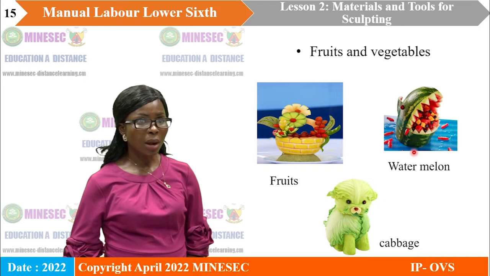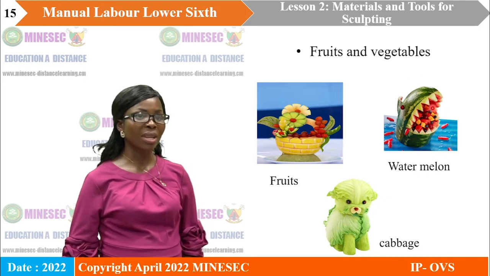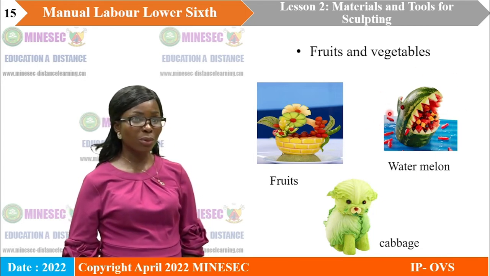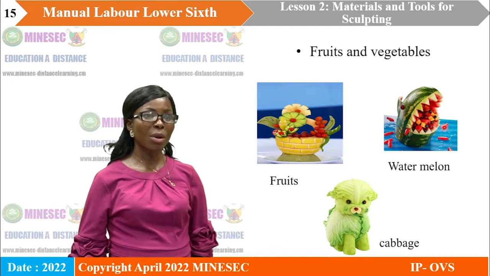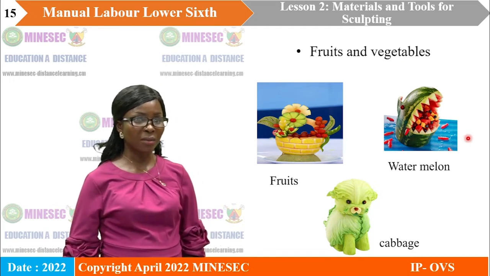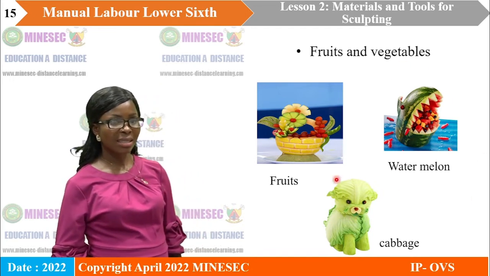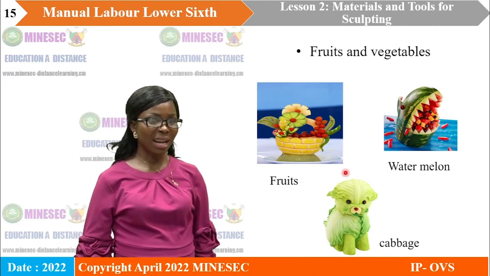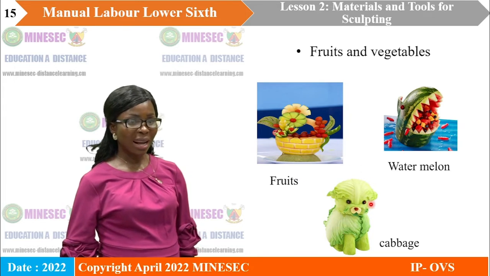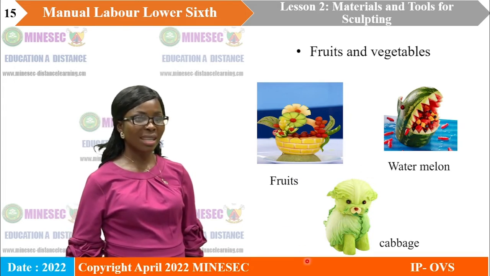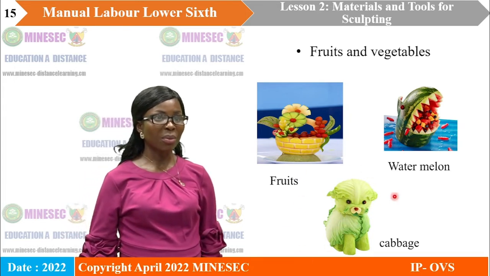The second one here, we have a watermelon. This is a watermelon that has been used to carve a beautiful structure. If you look at this structure, it's in the form of a shark. We use a watermelon to carve a shark, very decorative. And the third one looks like an animal, and it's made from cabbage. We use a cabbage plant to produce this type of sculpture. These are perishable sculptures.